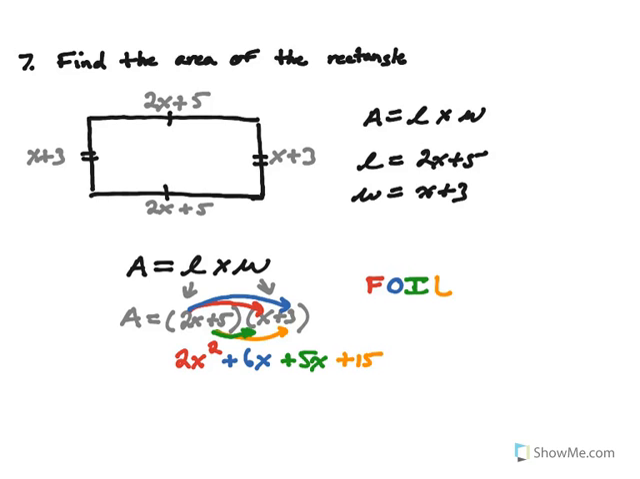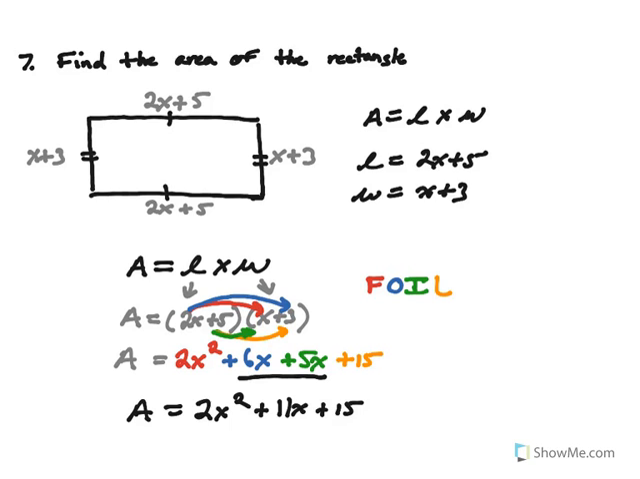All right. And then we're going to go ahead and combine like terms. Well, 6x and 5x are identical terms because they both have x in it. So the final answer is 2x squared plus 6x plus 5x is 11x plus 15. And this is still equal to the area. Okay?